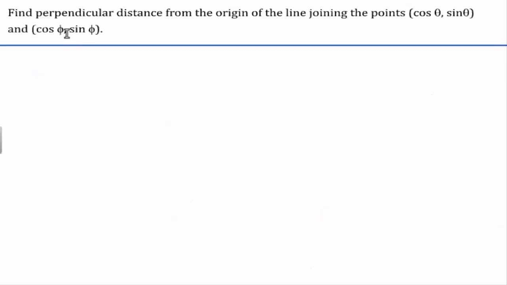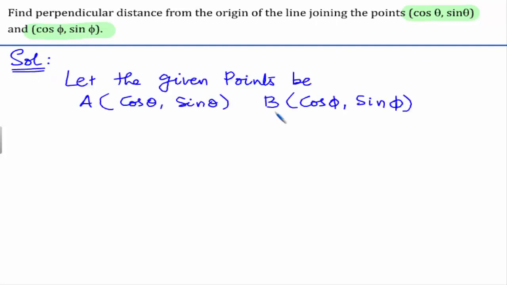In this question, we need to find out the perpendicular distance from the origin of the line joining the points (cos theta, sin theta) and (cos phi, sin phi). Let us see the solution for this. Let us consider the two given points as A and B. A is (cos theta, sin theta) and B is (cos phi, sin phi).